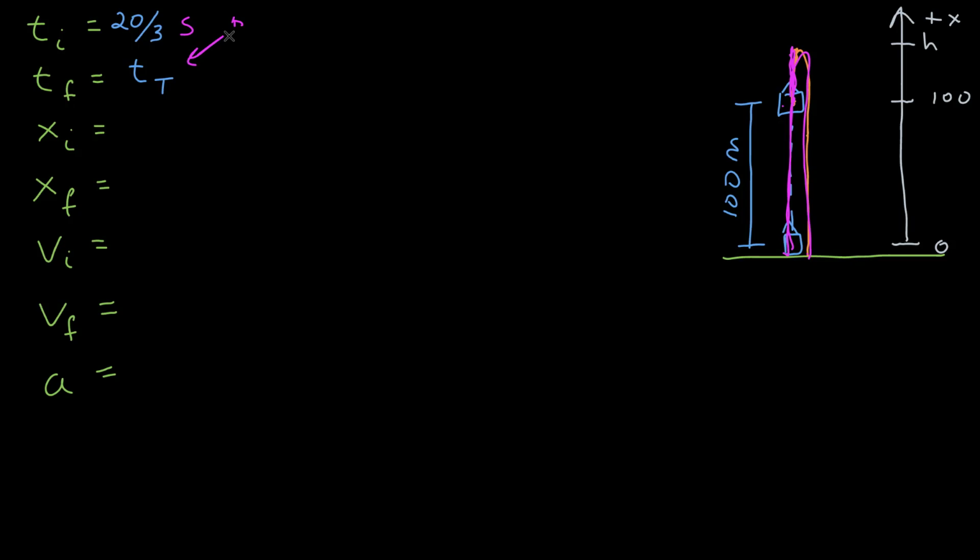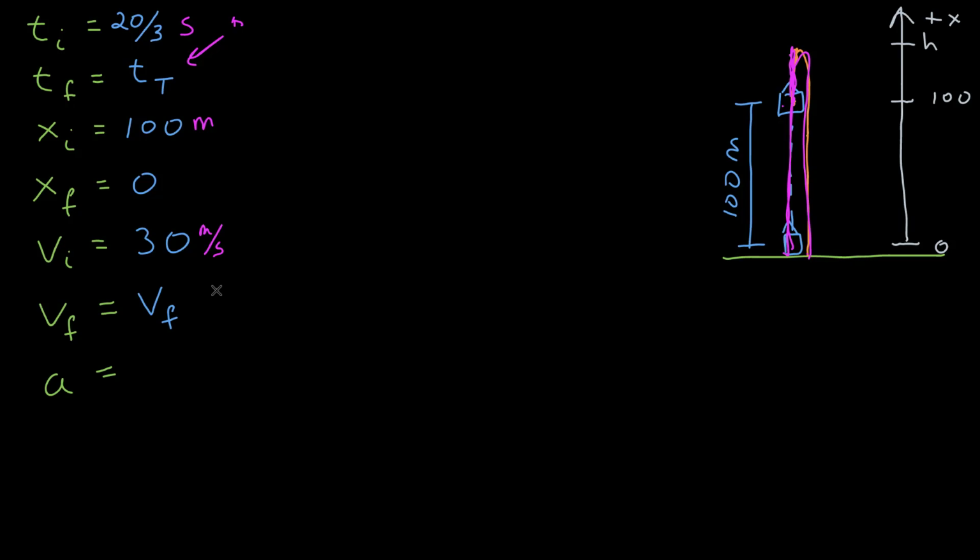What's the initial position? The initial position is at the point of release for this stage, which is at 100 meters. And what's the final position? Well, when it's back down to the ground, which is 0. What's the initial velocity? Well, it's the final velocity from the last stage, which we found to be 30 meters per second. And what's the final velocity? Well, it's unknown, so I just represented that as v sub f again.